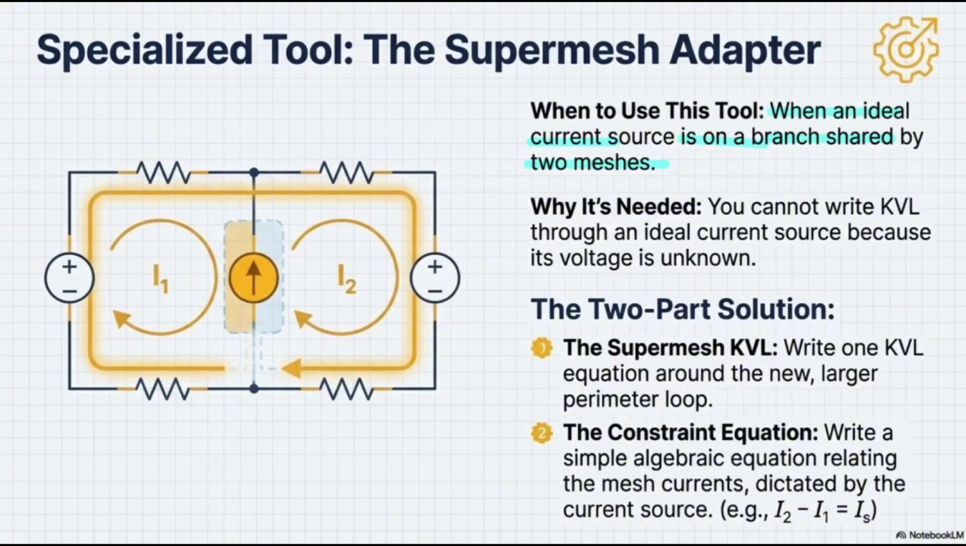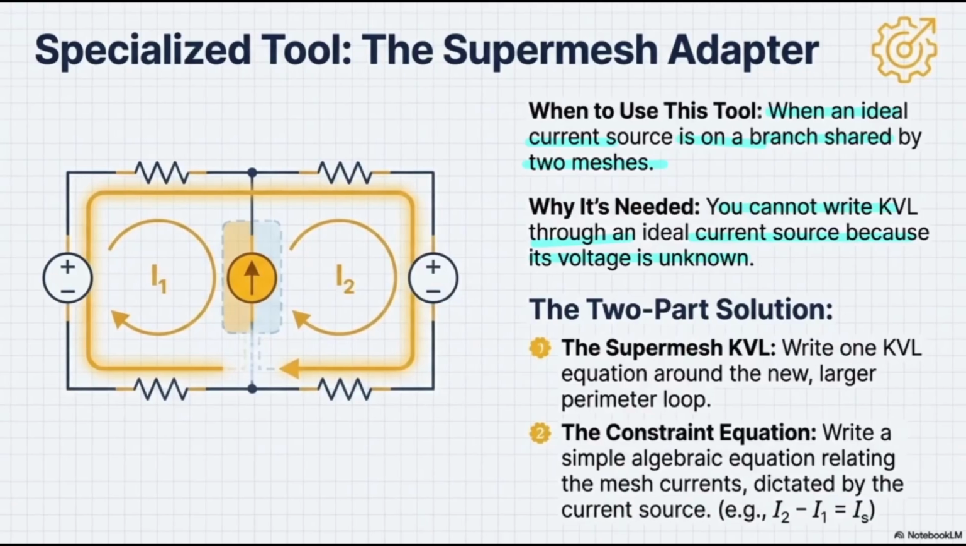And why do we need that? Because you cannot write KVL through an ideal current source, because its voltage is completely unknown. For the voltage, we need the resistance and we need the current. Yes, we do have the current that moves through it, but what about the resistance? We don't know anything about it. So this is going to be a 2-part solution.